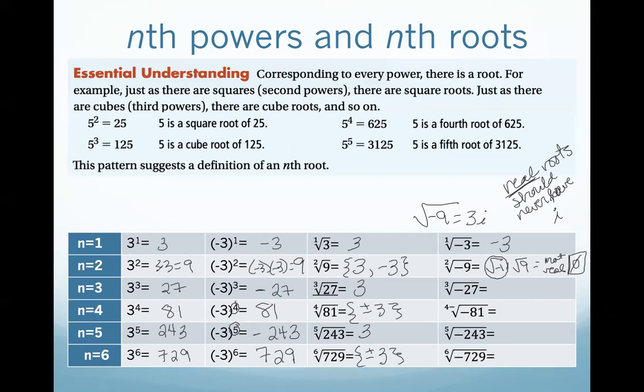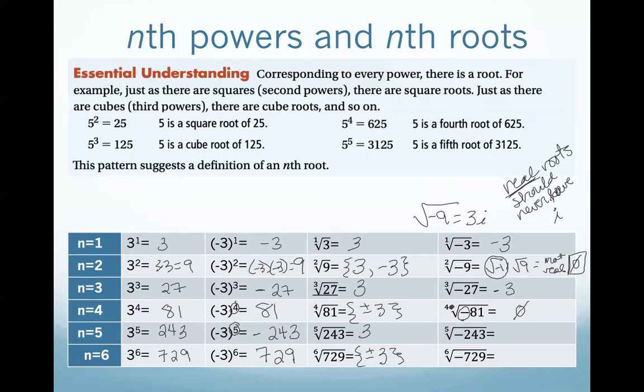Cube root of -27, we know that -3 times -3 times -3 gave us -27. So the cube root of -27 is -3. The fourth root, this is a typo, it should just be 4. The fourth root of -81, again, we have a negative. There's not a negative number that when I multiply it 4 times will give me 81. So the fourth root of -81 is not a real root.